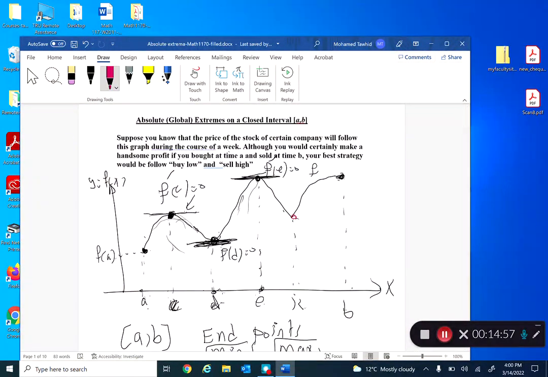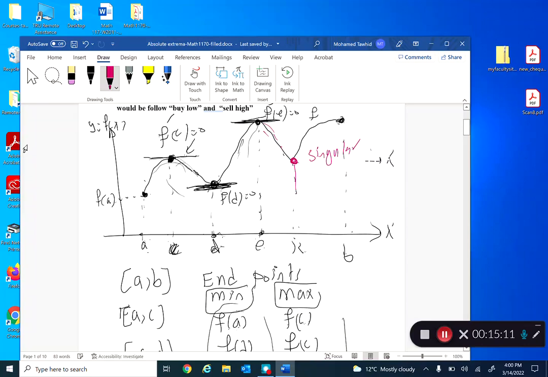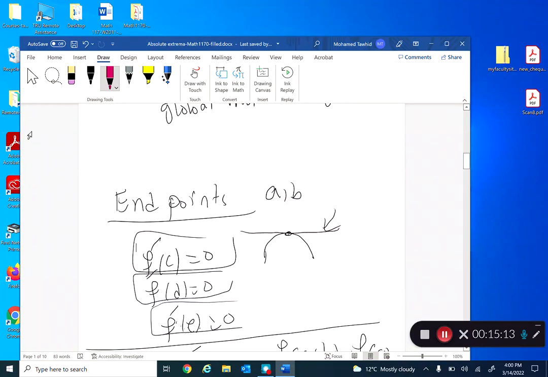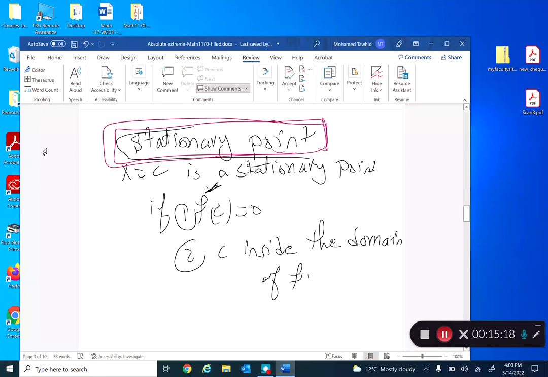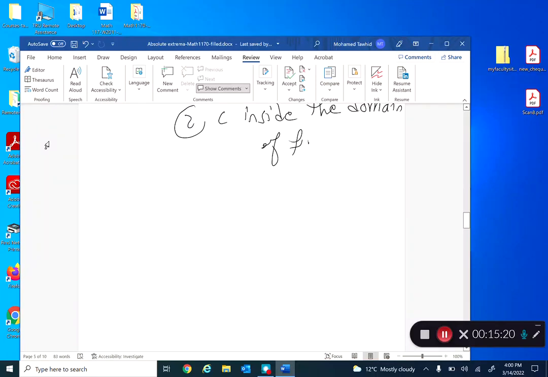This point, which is K. What is this point K here? We call it a singular point. Why singular point? Let me explain. When you have a V letter, very sharp at this point, the derivative here does not exist. But still you could have a minimum or maximum. So another category is called the singular point.